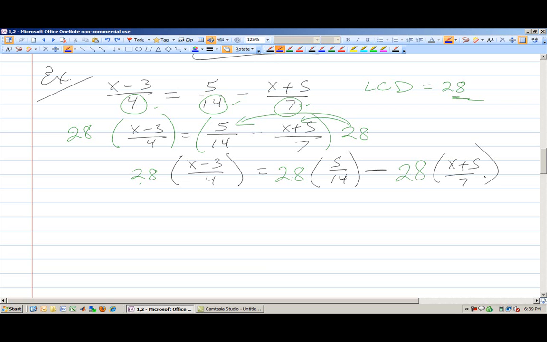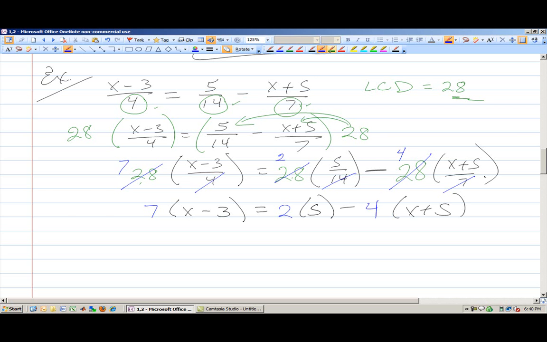So I've got 28 over 4. It's going to come out to 7, which is good. Got 28 over 14, which comes out to 2. 28 over 7, which comes out to 4. So I've got 7 times x minus 3 equals 2 times 5 minus 4 times x plus 5.